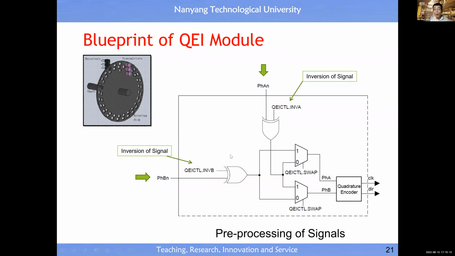Another function is to swap, okay? Now you say this is signal A, signal B. Actually, by software, just consider, for whatever reason, signal A suddenly becomes signal B, B becomes A. Then in your program, you have this flexibility.